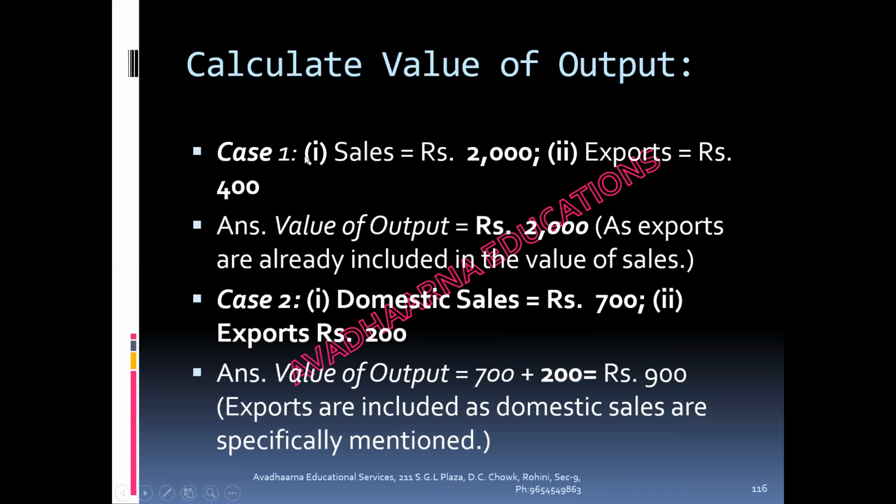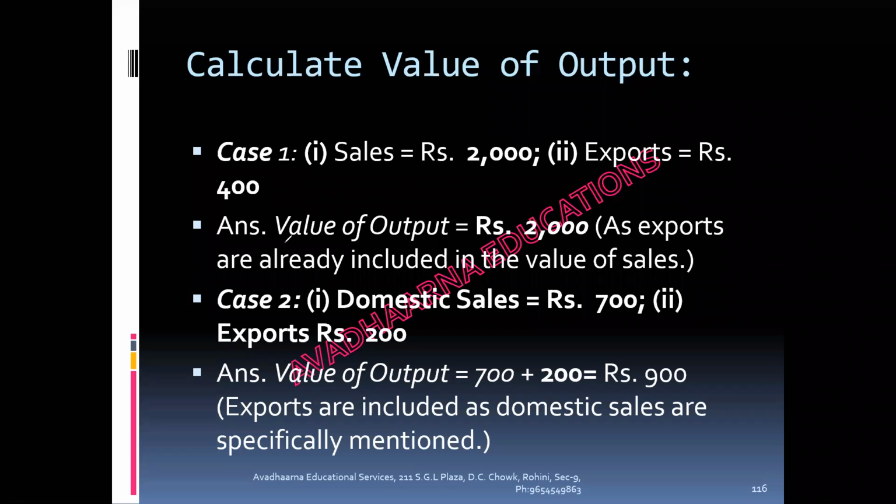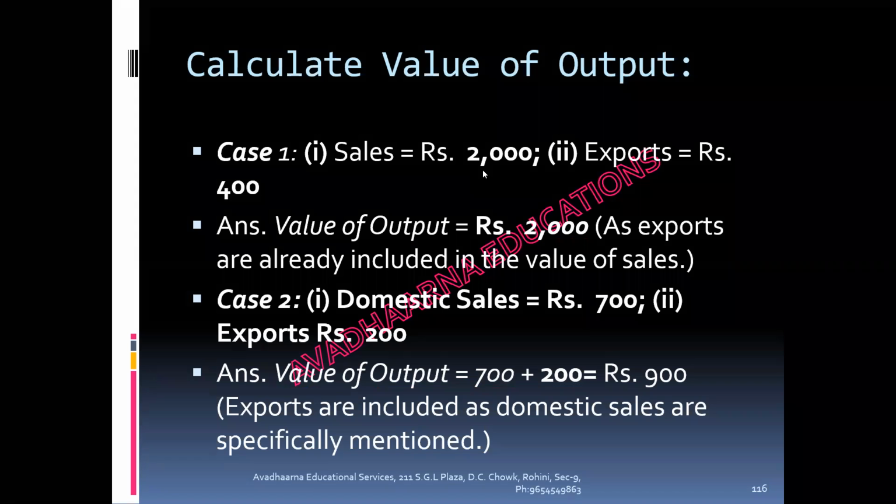We can see these examples, these cases. Sales 2000, exports 400. So value of output will be 2000, because these sales obviously include the value of the exports. The second case is domestic sales 700 and exports 200. So now the value of output is 700 plus 200, domestic sales plus exports, which is equal to 900, as exports are included because domestic sales are specifically mentioned in this case. I hope this point is also very much clear to everyone.